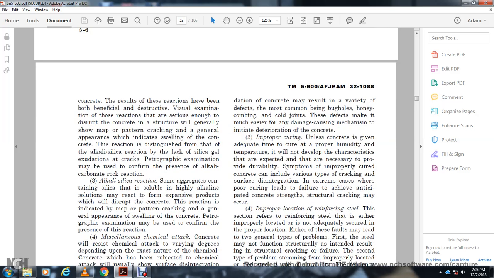Alkali silica reaction. Some of the aggregate containing silica, with the result of the high-level alkali solutions, may react with the expansive product which will disrupt the concrete. The reaction is indicated by the map pattern cracking and the general appearance of the swelling of the concrete. Petrographic examination may be used to confirm the presence of these reactions.